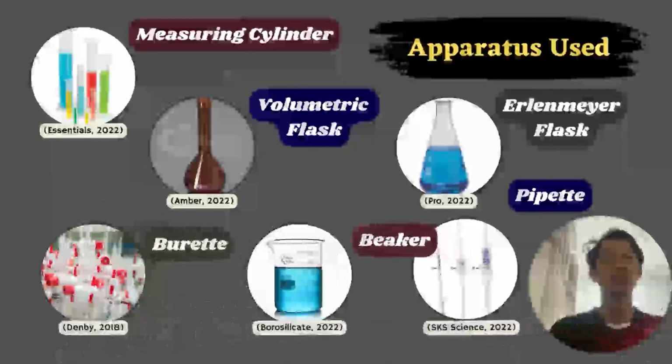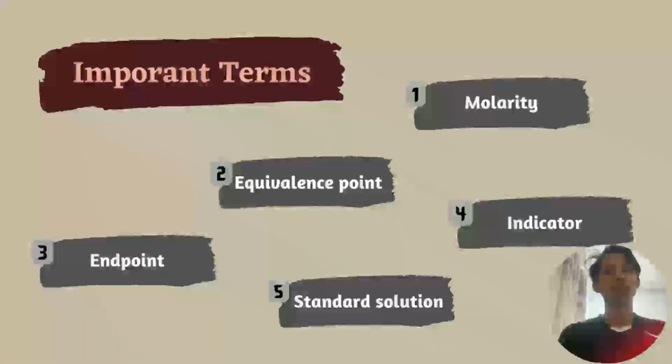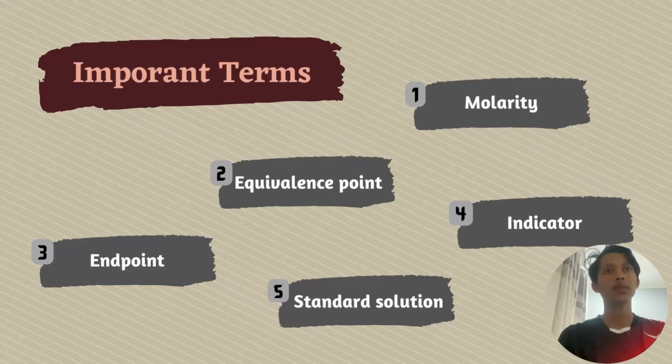These are the apparatus used in volumetric analysis: measuring cylinder, volumetric flask, burette, beaker, and pipette. There are 5 important terms in volumetric analysis. First, molarity. Second, equivalence point. Third, endpoint. Fourth, indicator. And last, standard solution.